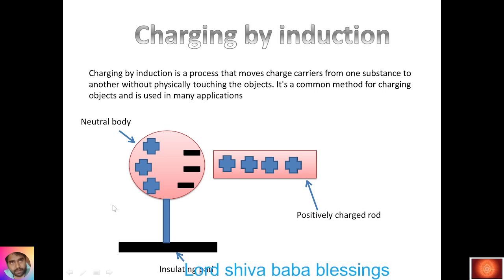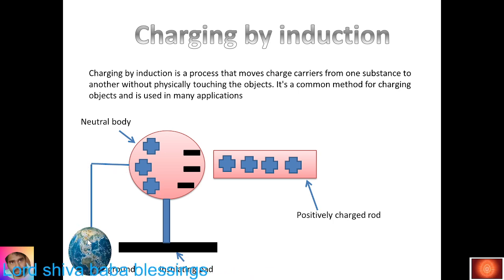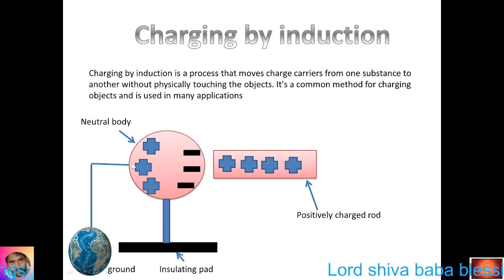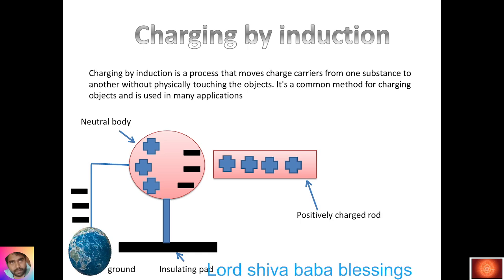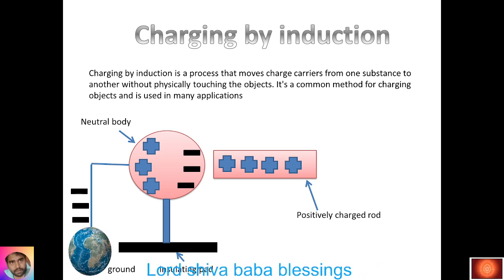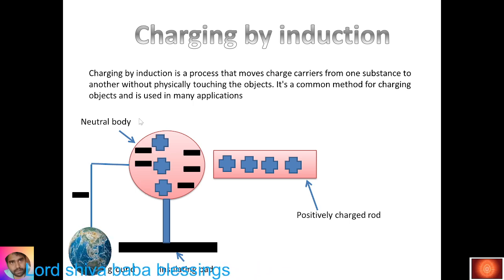Now what we do is we connect this end, that is the other end, to the earth. As you know, the earth has an enormous amount of electrons present on it. The moment we connect this end to the earth, the electrons from the earth will try to enter into this in order to make this body neutral.